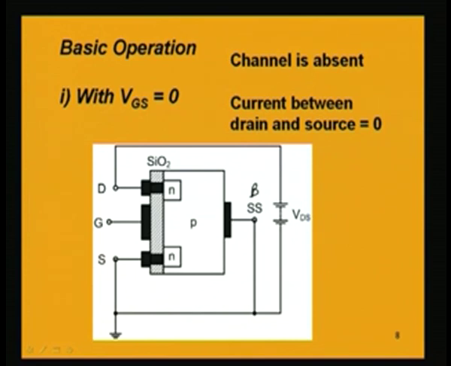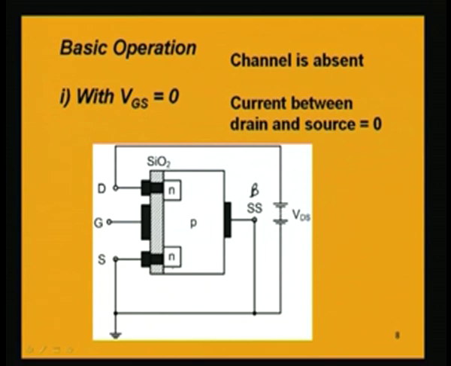So, under this condition that the voltage from gate to source is 0, VGS is 0, and although there is a positive voltage between drain and source, this does not help in establishing any channel between these two N type semiconductors. That is, in between drain and source there is still no existence of any channel. So, the channel is absent between these two N type semiconductors, and that is why there is no current flow, or zero current, at this stage.